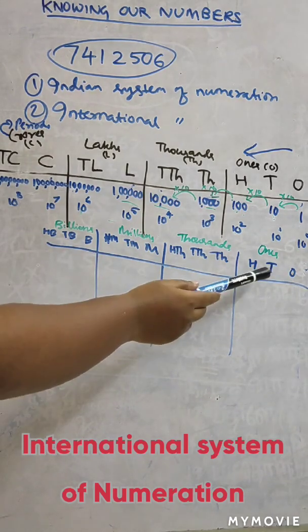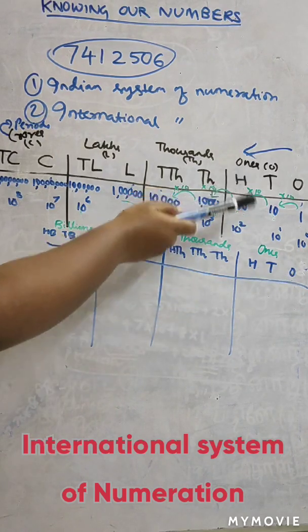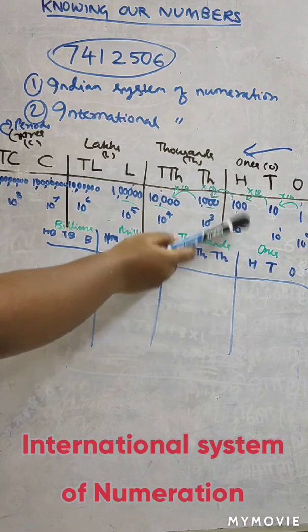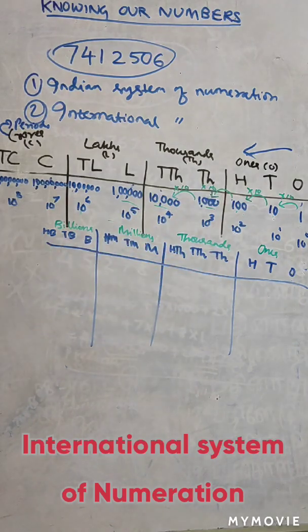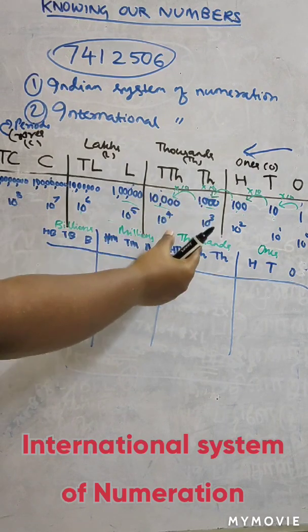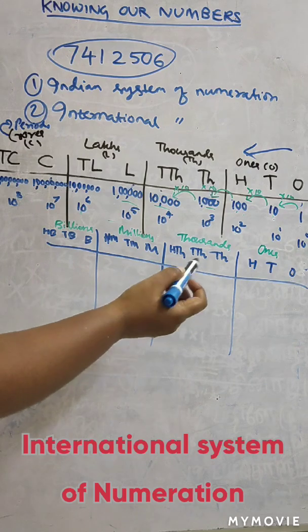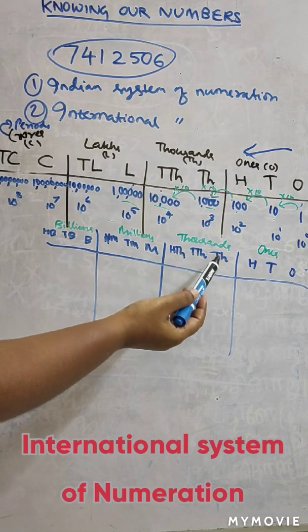Moving on to the international system of numeration. In the ones period, we have no change. In the Indian and international systems, we have 3 place values here. You can see that. If we move on to the next period, for example the thousands period, we see that we have 2 place values in the Indian system, but we have 3 place values in the thousands period in the international system.